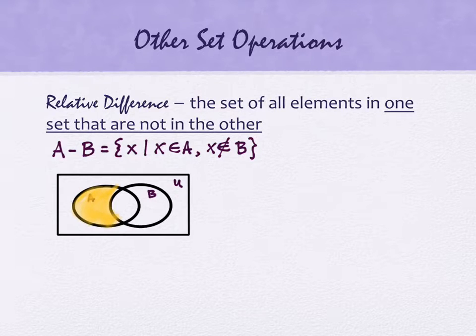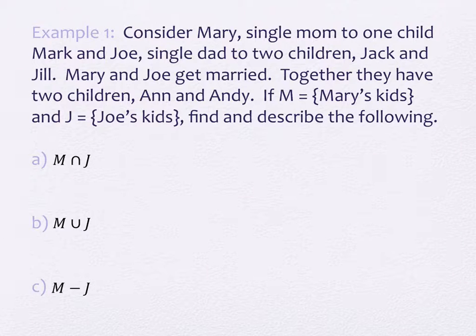All right, now we're going to take an example of a couple people who are getting married or have gotten married. I don't remember how I phrased it. Let's see. Consider Mary, single mom to one child, Mark, and Joe, single dad to two children, Jack and Jill. Mary and Joe get married. Together they have two children, Ann and Andy. If M is equal to Mary's kids and J is equal to Joe's kids, find and describe the following.